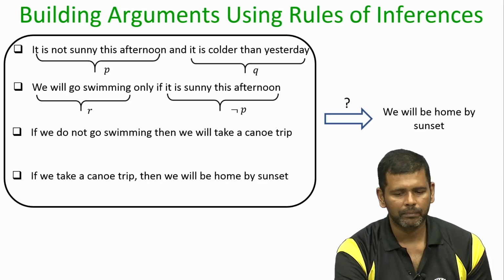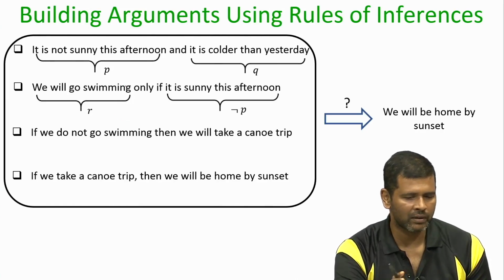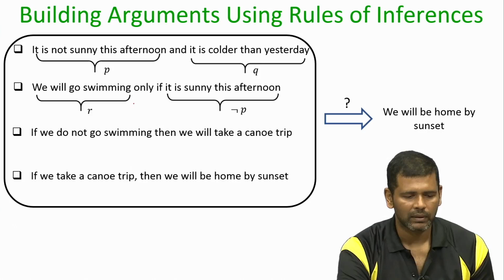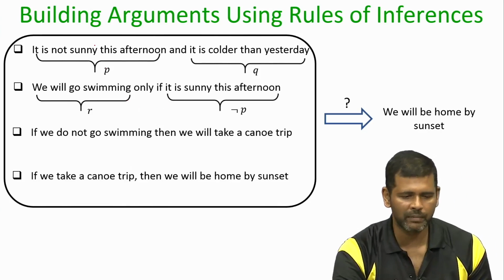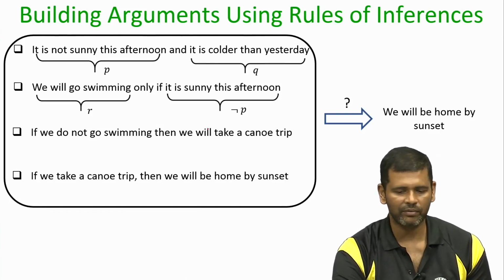My second premise is we will go swimming. This statement has not occurred till now, so I am assigning a new variable R for that, and it is given here that we will go swimming only if it is sunny this afternoon. Well, I have already assigned the variable P to denote the statement it is not sunny this afternoon. So, it is sunny this afternoon will be represented by negation P.